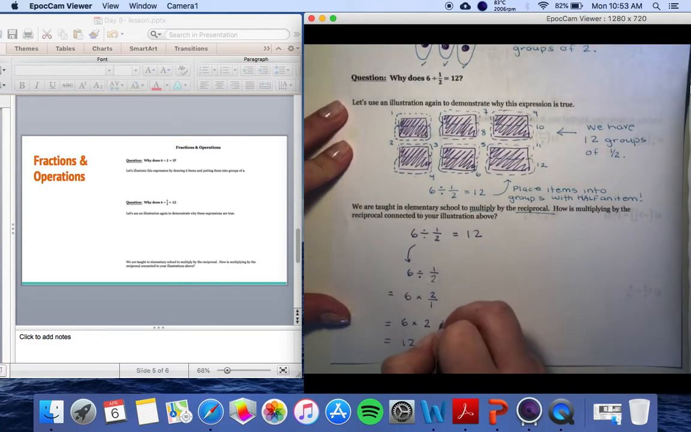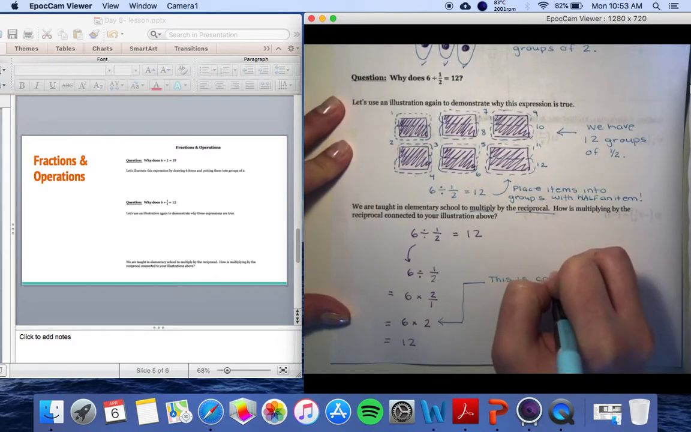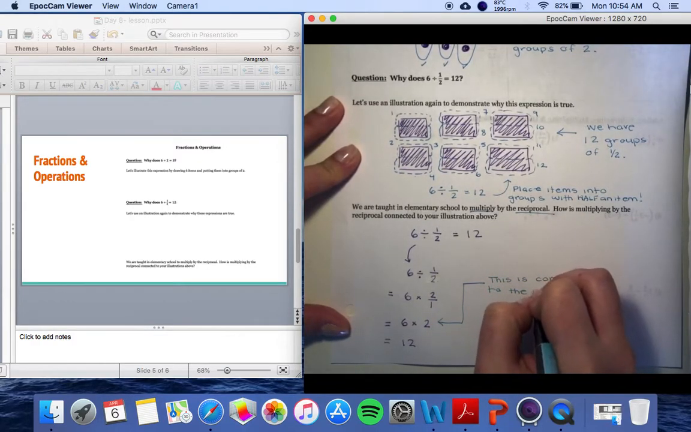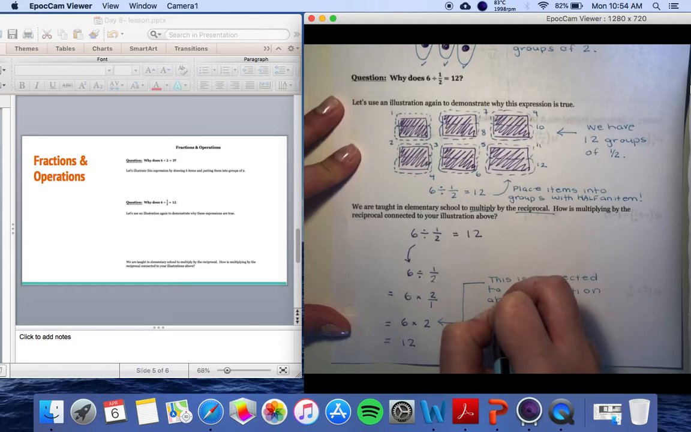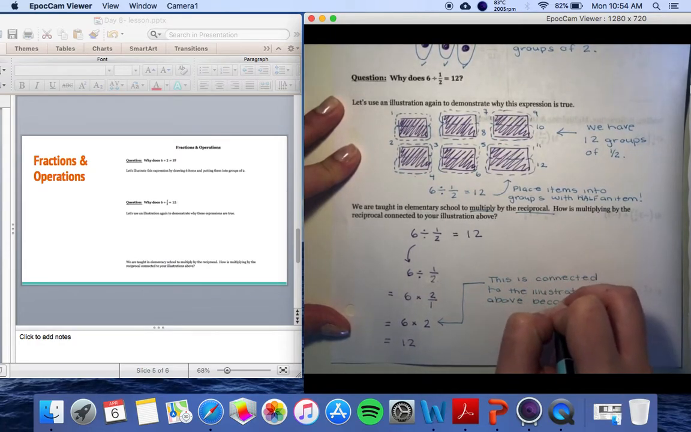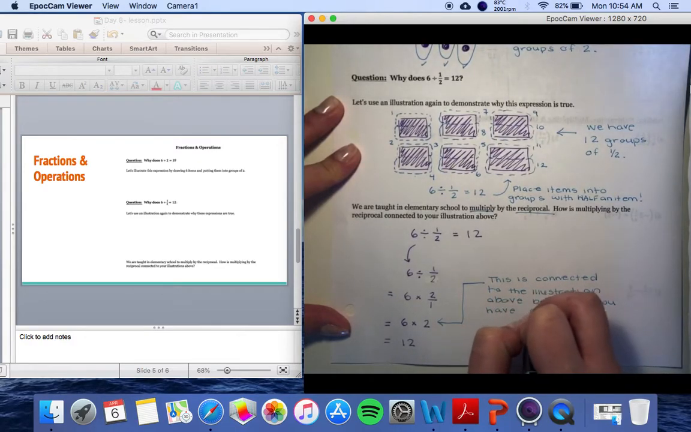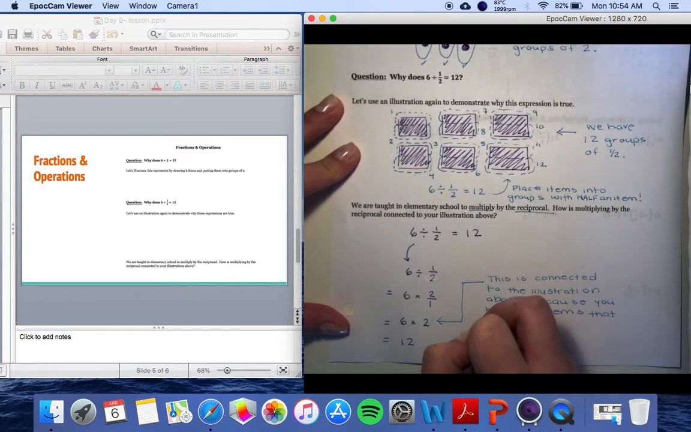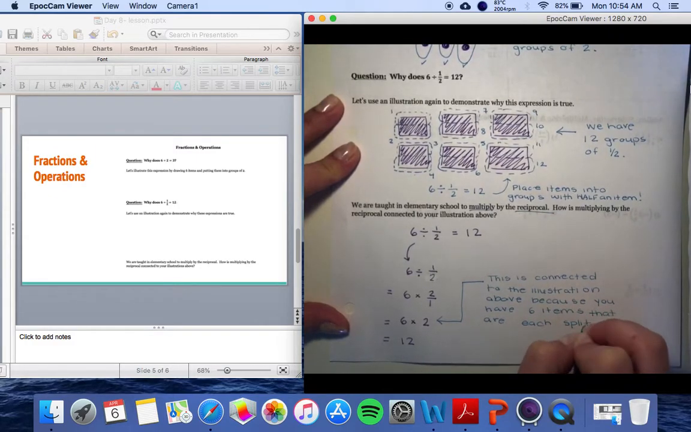So what we want to say here, and I'll use a different color, is that this is connected to the illustration above, because you have 6 items that are each split.